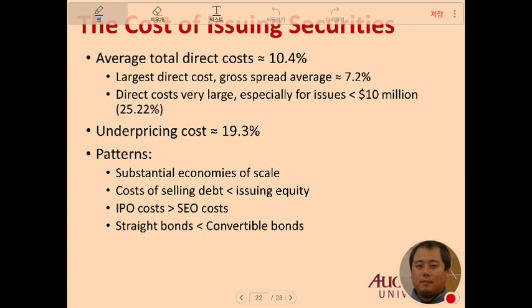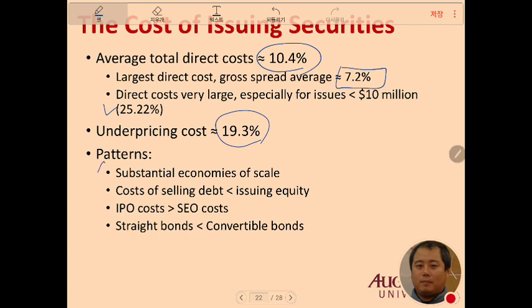So the average total direct cost is 10.4%. It's huge. It's only the direct cost, right? And the largest direct cost is the spread, about 7%, and the direct cost is also very large, especially for issuances of less than 10 million, the smaller ones, about 22.22%. So it's a very high cost. The underpricing cost is about 19.3%. So the cost of issuing securities is pretty high.